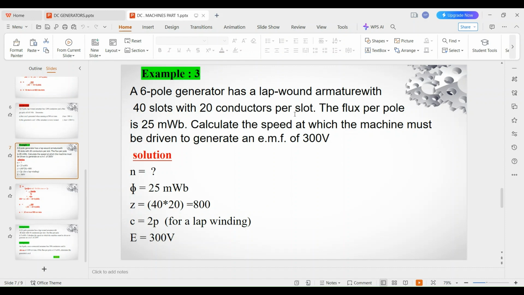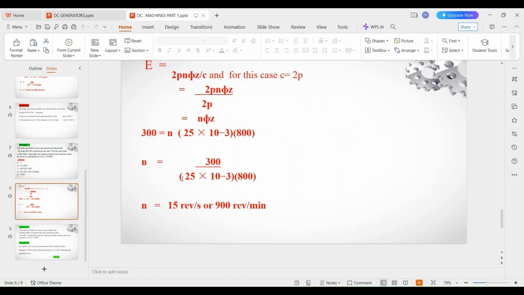Then the question says that it is a lap wound. Then we know that for the case of a lap wound, C is equal to 2P. The EMF already is given as 300. So let's look at speed. So remember our formula, we know that the EMF generated is given by 2P N phi Z, all of these divided by C. But for this case, we are looking for what? For N. We have said that 2P and 2P will cancel.